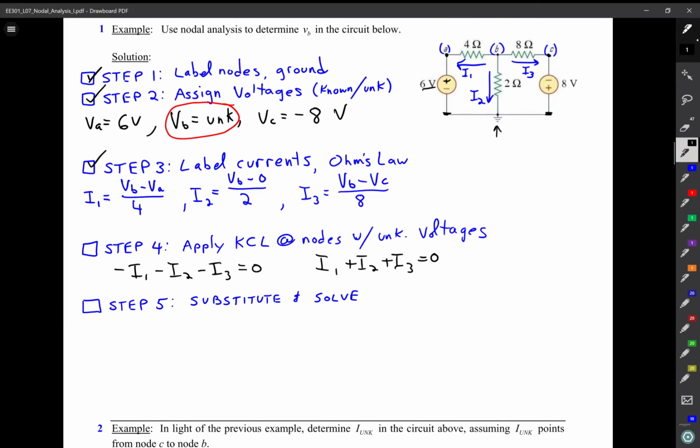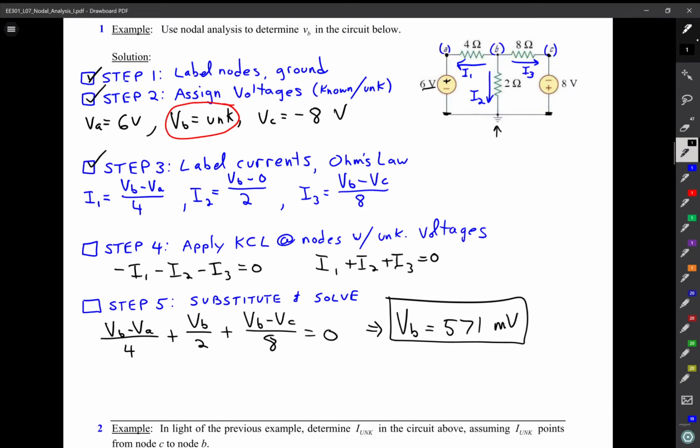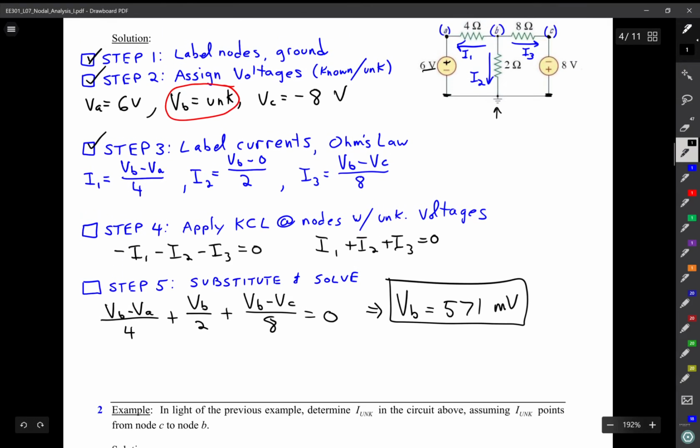So I take step 4 and substitute in step 3. So I1 is equal to VB minus VA divided by 4, plus I2, which is VB over 2, plus I3, which is VB minus VC divided by 8, and I set that equal to 0. Doing the math, I'm combining like terms. I could see that VB is equal to 571 millivolts, and you can solve that just to verify that that is correct.